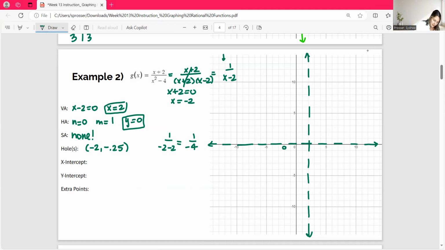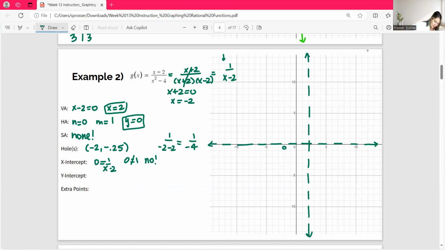Our x-intercept: we set 0 equal to y, and I'm going to get 0 equals 1 over x minus 2. Multiply both sides by x minus 2, 0 equals 1, so I have no x-intercepts because 0 does not equal 1. Which makes sense, guys, because look at our x-axis.